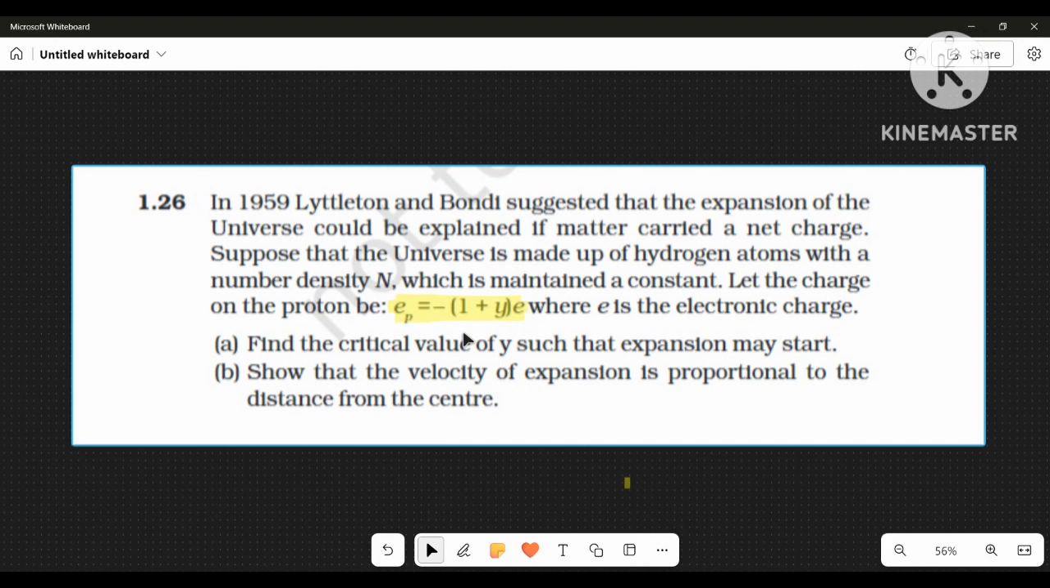This is given. Now, in their universe, the charge on a proton, as you can clearly see, is exceeding the charge on an electron, which again justifies why in their universe matter carries a net charge. Because in our universe, proton and electron have the same electronic charge and they only differ by a sign. But here it is something different.